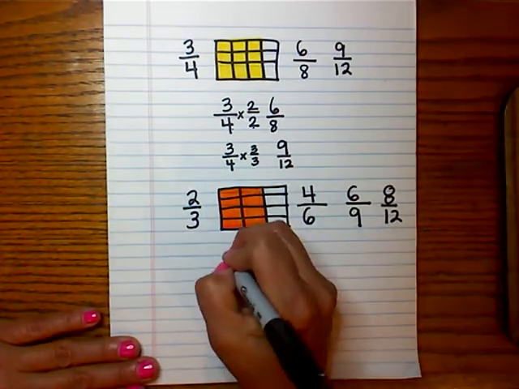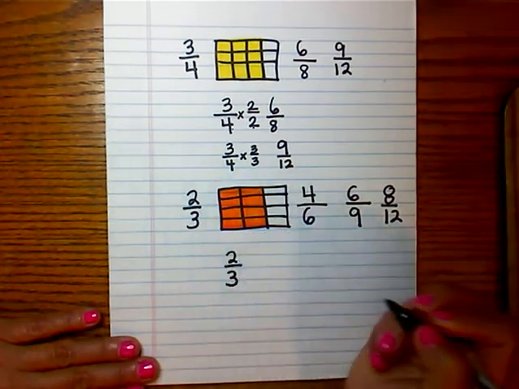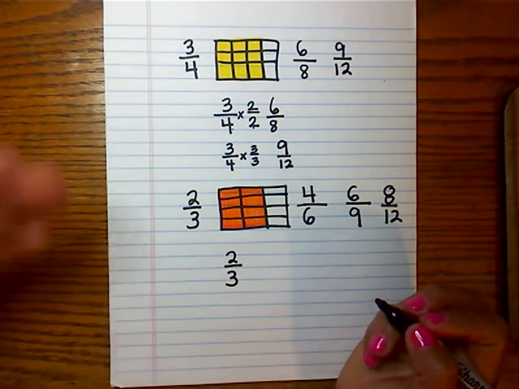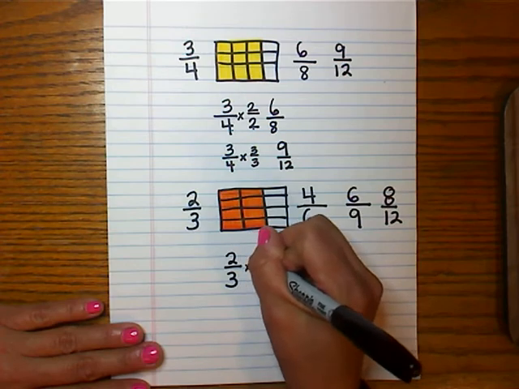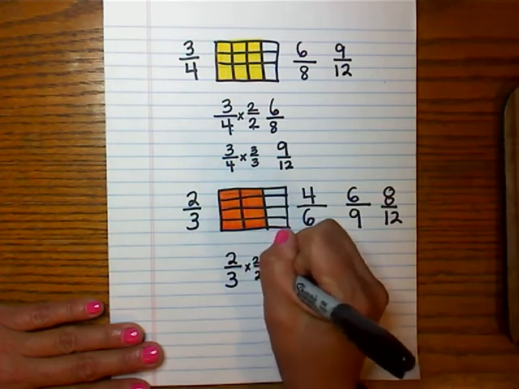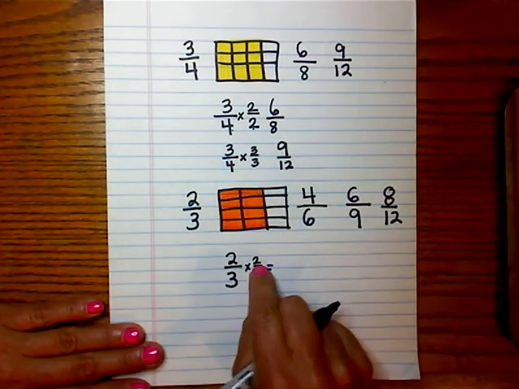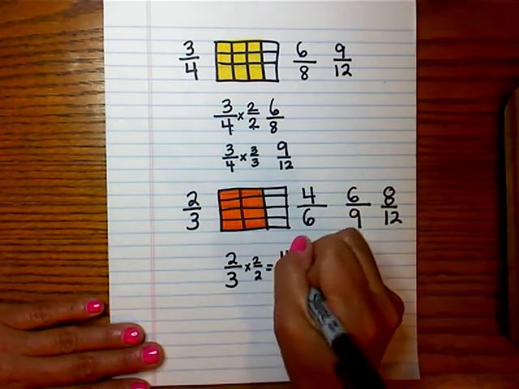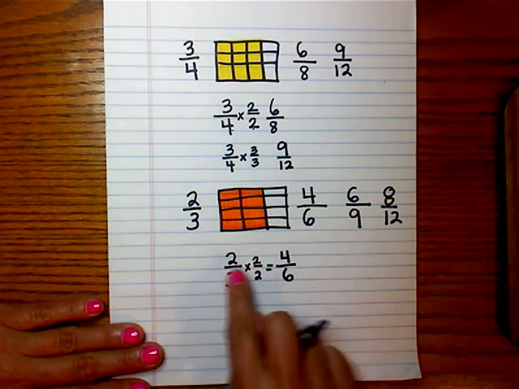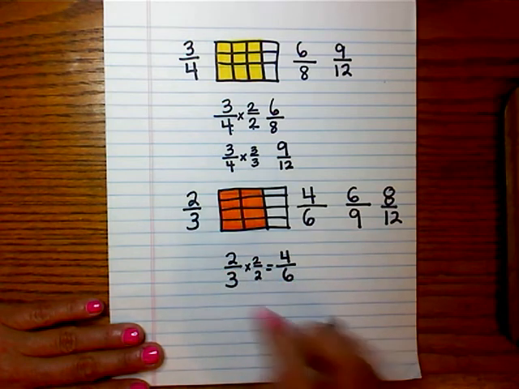Now, if I'm fancy schmancy down here, I'm going to go 2/3 and I'm going to do the multiplication way. What you do to the top, you must also do to the bottom. And I'm going to take times 2 to the top and I'm going to take times 2 to the bottom. And 2 times 2 is 4. And 3 times 2 is 6. And 4/6 is equivalent to 2/3.